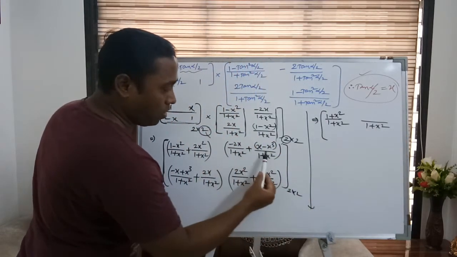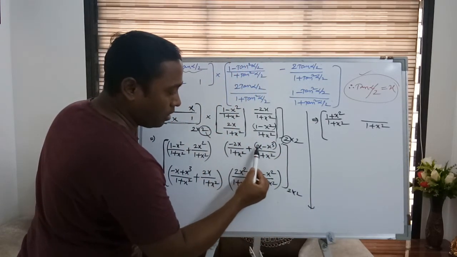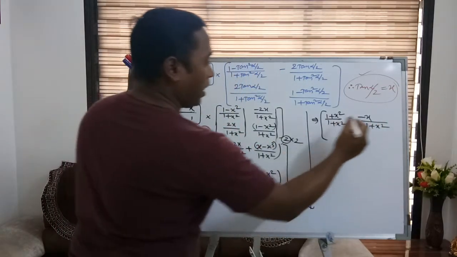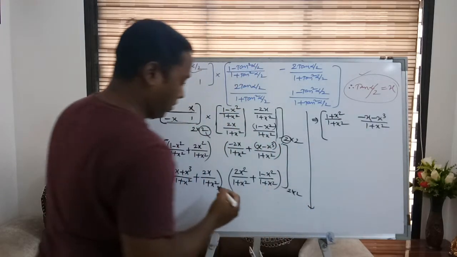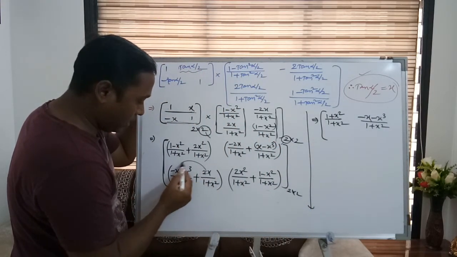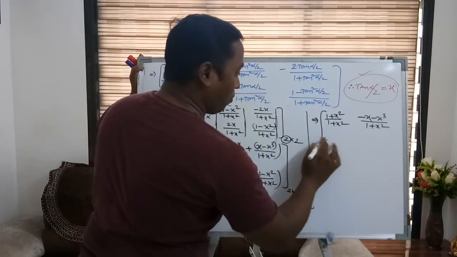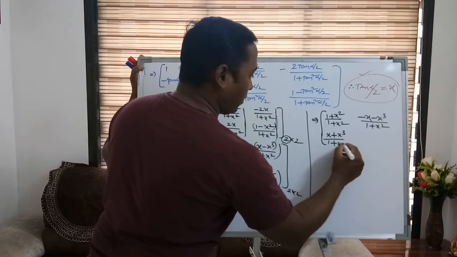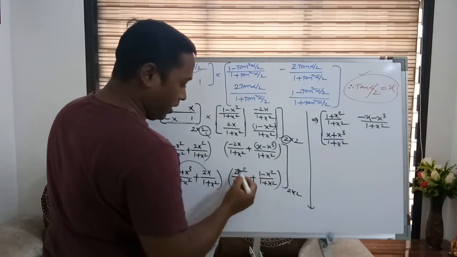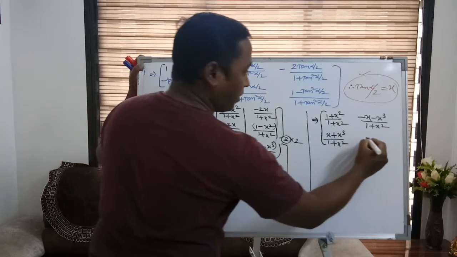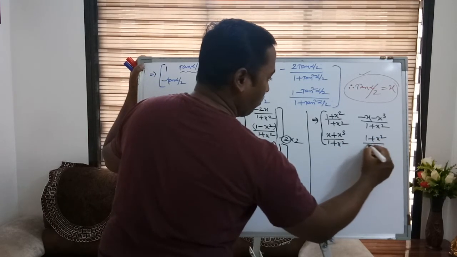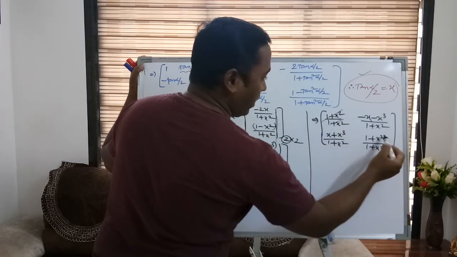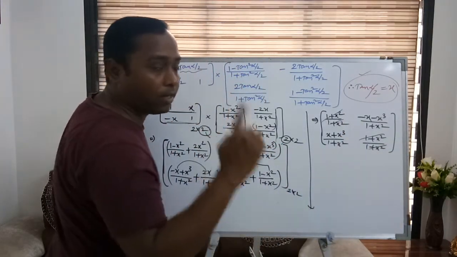If you add these two quantities, what will you get? Minus 2x plus x will be minus x, and minus x cube as it is. If we add these two results, 2x minus x is x, so it would be x plus x cube by 1 plus x square. And here 2x square minus x square is x square, so 1 plus x square by 1 plus x square. So if you observe, these two get cancelled and result in 1.